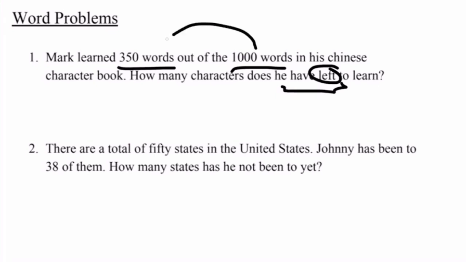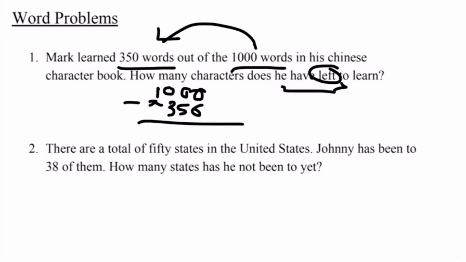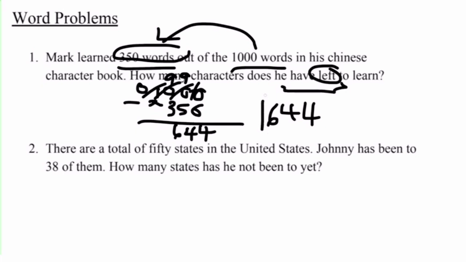Let's subtract 350 from 1,000. Oops, that was a mistake. 0 minus 6 equals, we have to borrow, so this becomes a 0, this becomes a 9, this becomes a 9, this becomes a 10. 10 minus 6 equals 4, 9 minus 5 equals 4, 9 minus 3 equals 6. So, Mark has 644 characters left to learn after learning 350 words.